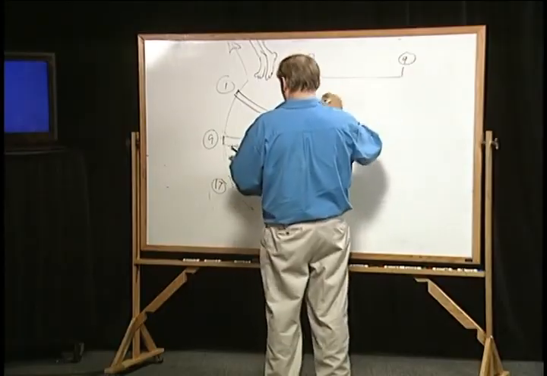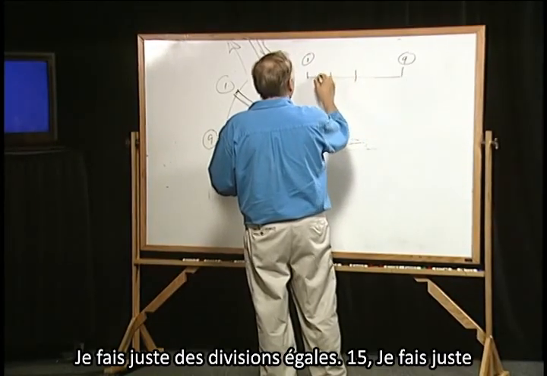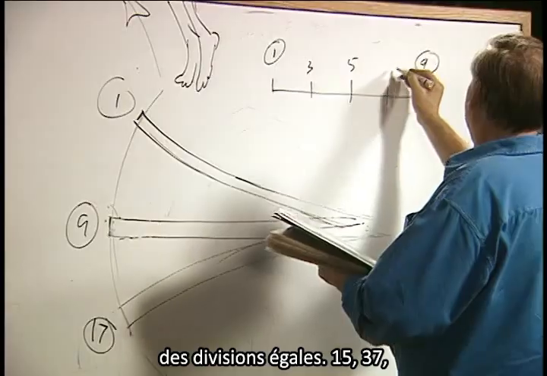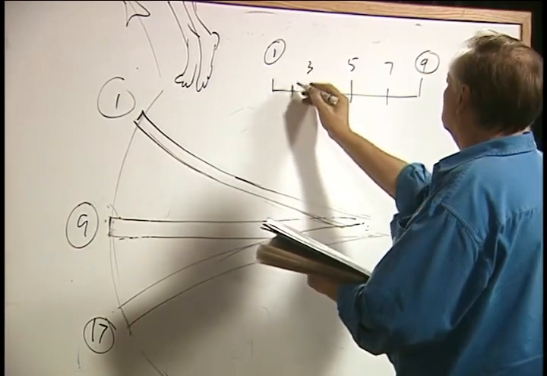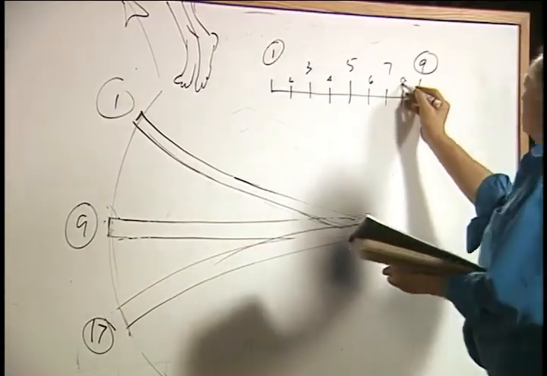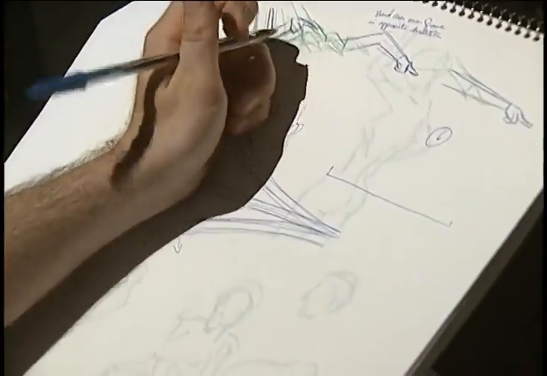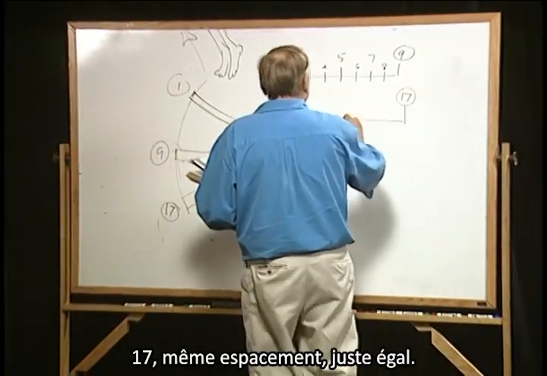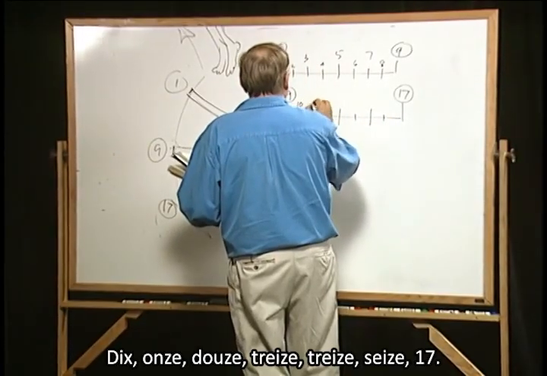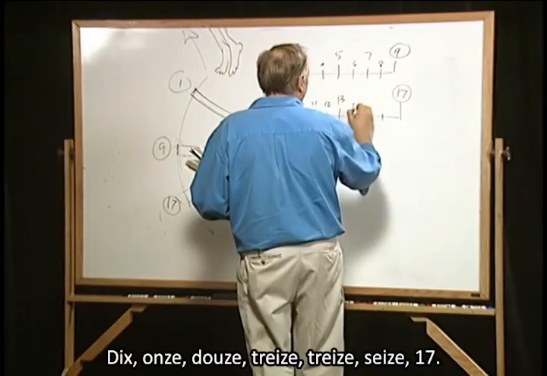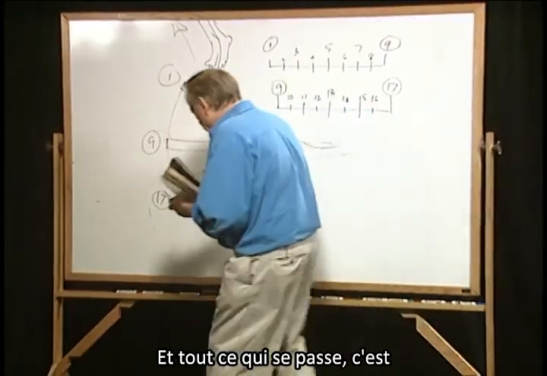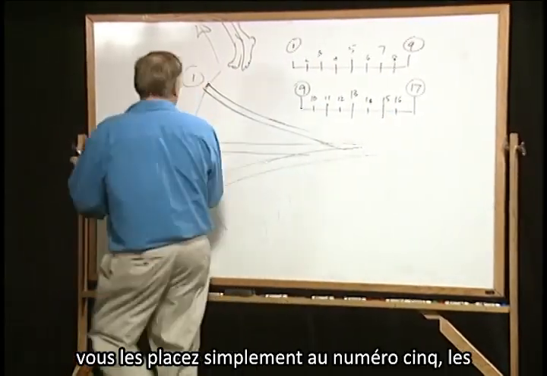1 to 9, just even divisions. 1, 5, 3, 7, 2, 4, 6. And then 9 to 17, same spacing, just even. 10, 11, 12, 13, 15, 16, 17. And all that happens is you just put them in.